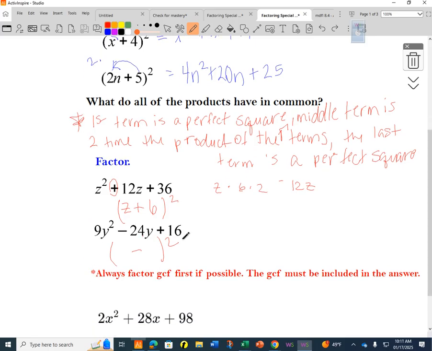So here, for this trinomial, 9y squared is a perfect square, 16 is a perfect square. What's the square root of 9y squared, Diane? Sorry? 3y. 3y. And the square root of 16 is what, Ulrich?